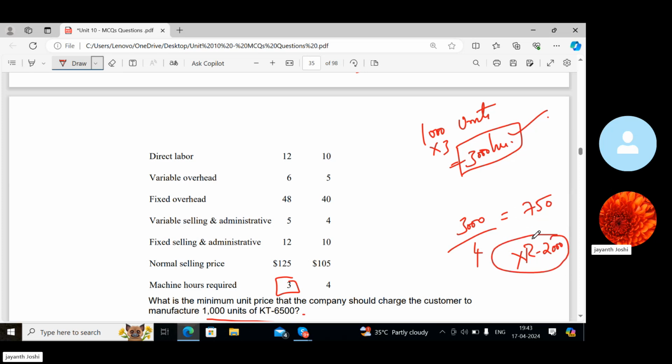Usually they are making XR 2000, right? So whatever hours they have, they usually put into this. But as they got the special order, they want 3000 hours to make KT 6500. So as per the standards of XR 2000, 750 is what they usually make in those hours. Yes, sir. 750.